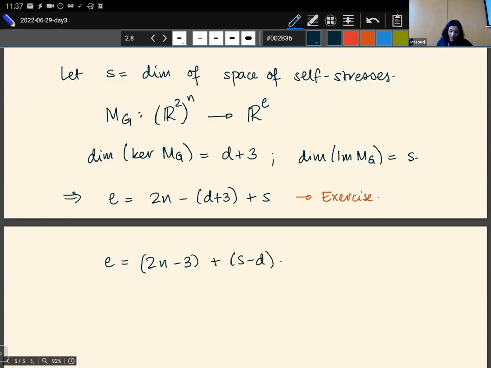So it's saying, here's a framework. It has D non-trivial infinitesimal rigid motions. It has S many self-stresses. And the equation that it must satisfy is the following. So now, let's just stare at this equation for a minute.